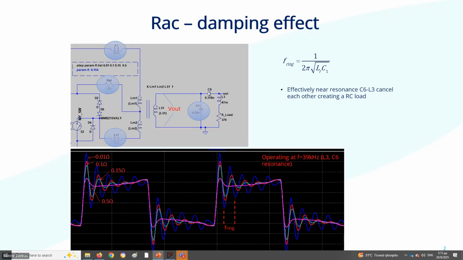At 39 kilohertz, by the way, this is the LC circuit. So we have a C1 with a load, and effectively we have the LR, which is the total leakage inductance reflected to the primary, which is ringing here. This is the F ring. I didn't mention it here, but this is close to something like 400 kilohertz. And this is pretty fixed, as we will see.